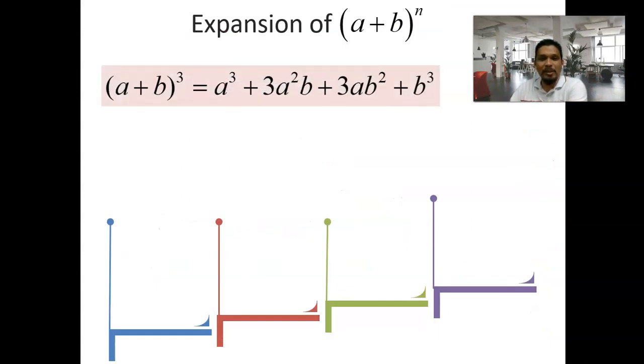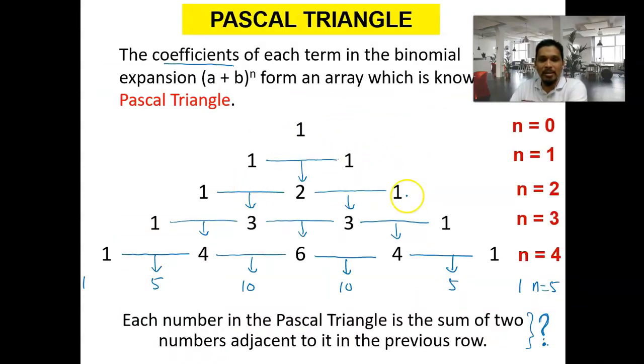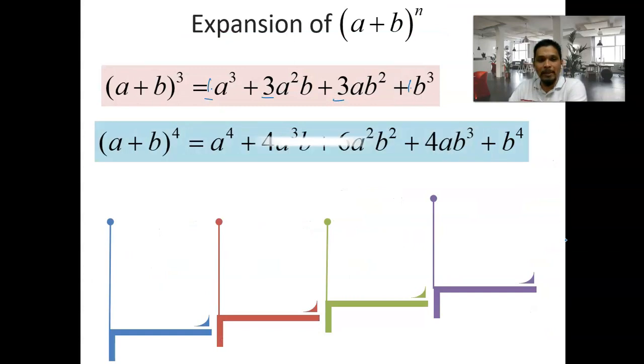So the expansion of (a plus b) to the power of n. For (a plus b) to the power of 3, we get 1, 3, 3, 1. Just like this, 1, 3, 3, 1. Okay, so for (a plus b) to the power of 4, we get 1, 4, 6, 4, 1.